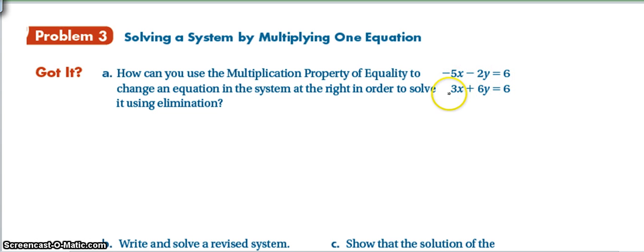So could we do something with a 5x and the 3x? Could we do something with the negative 2y and the positive 6y? Go ahead and try that on your own. Pause the video and take a second.